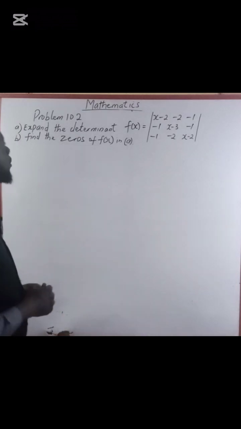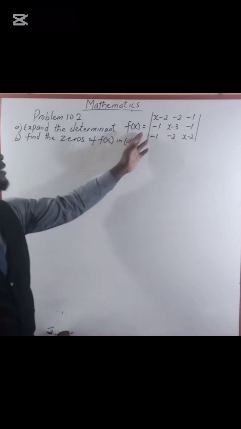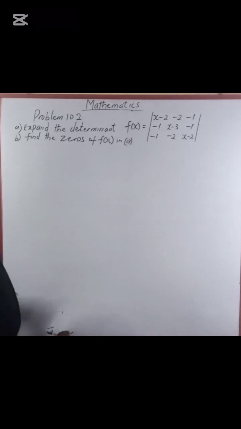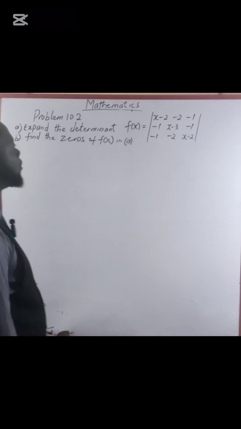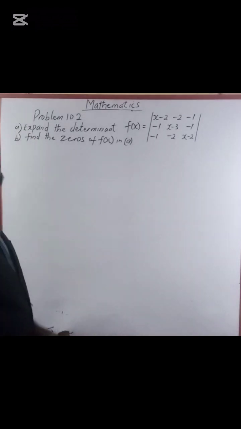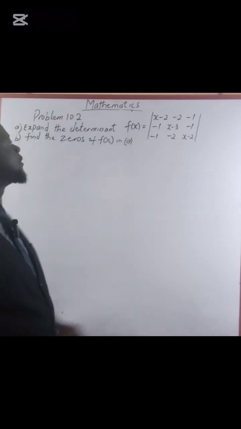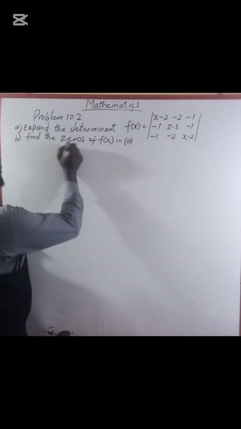So let's go. Let's solve this question. The question says, find the determinant of f of x equal to this. Find the zeros of f of x. So what you do quickly is to expand this, that is the determinant. So how do we do it? Simple. Let's follow me.